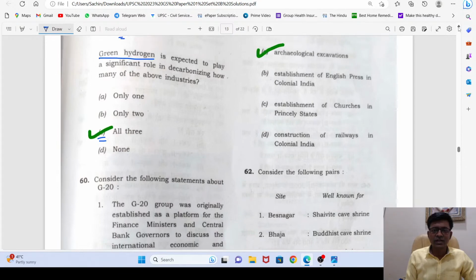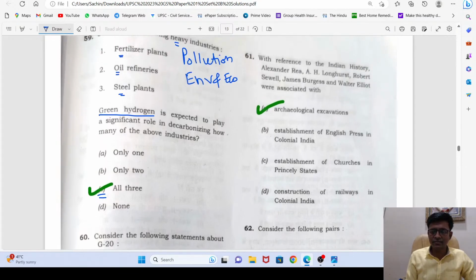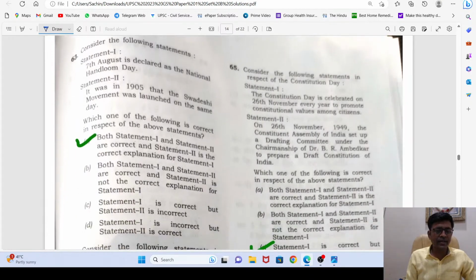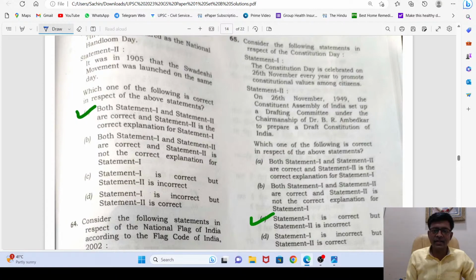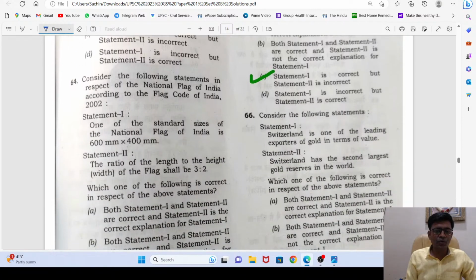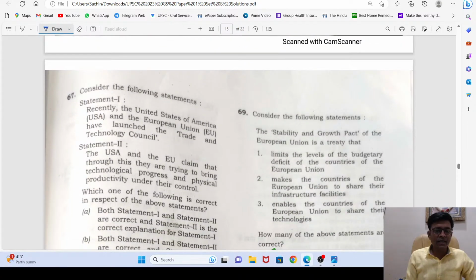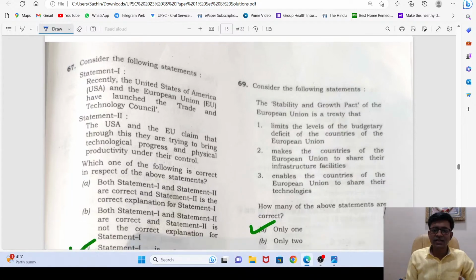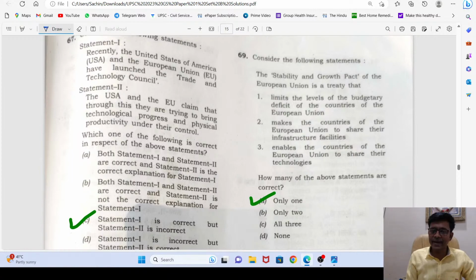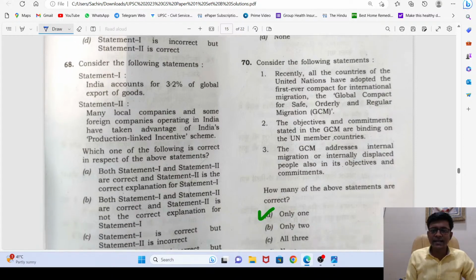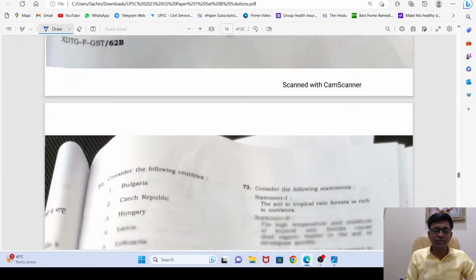It should be asked. 61, history, so our another faculty will cover it. 62, history will also be covered by another faculty. 63, from current affairs, covered by another faculty. 64 and 65 are polity. 66 is polity cum current affairs. Then 67 current affairs. 68 economy cum current affairs. 69 growth and stability pact, current affairs. 70, fine, current affairs. Your answers are given there, but I will not be able to explain them.